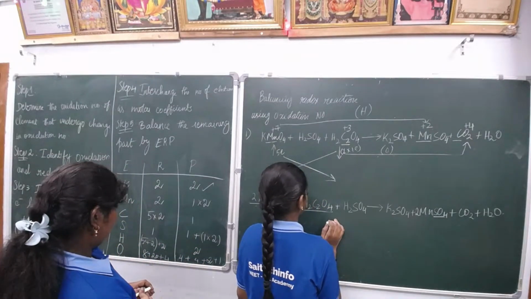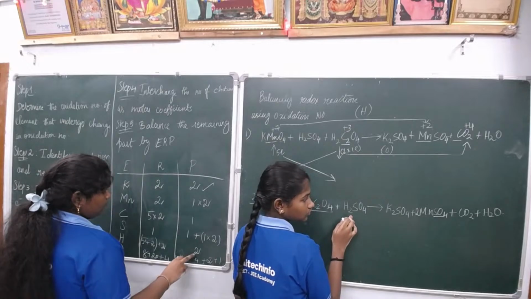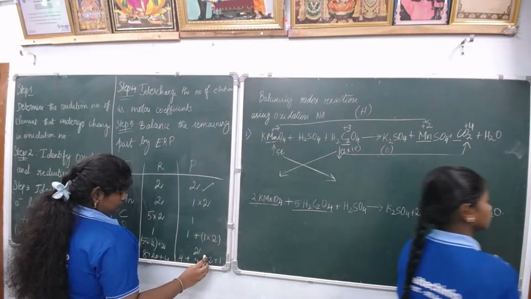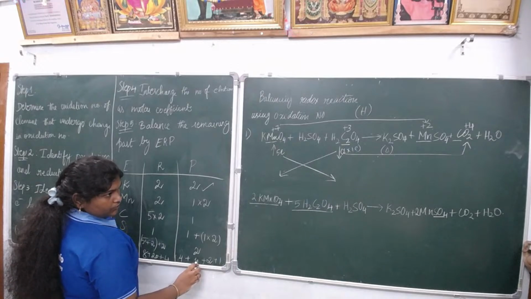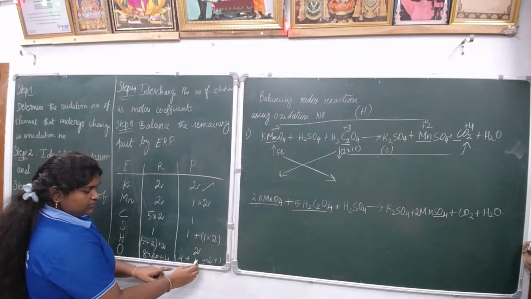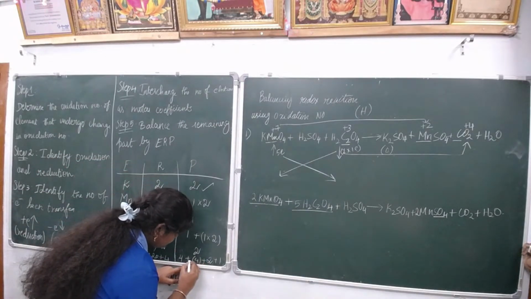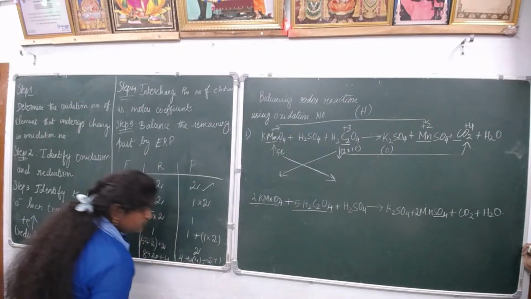She has touched the second oxygen, MnSO4. So where is it? You can move a little bit. Where is the second oxygen? Second oxygen, 2 into 2. Okay, so you should write legibly, ma'am.